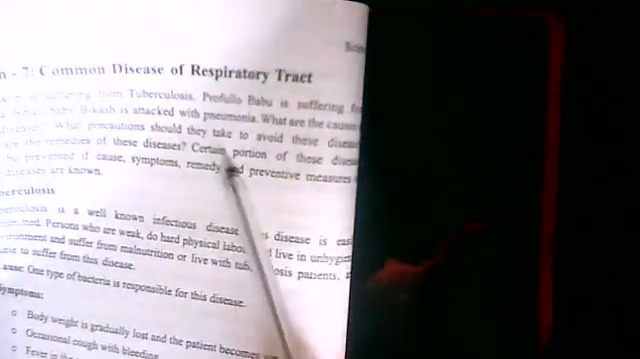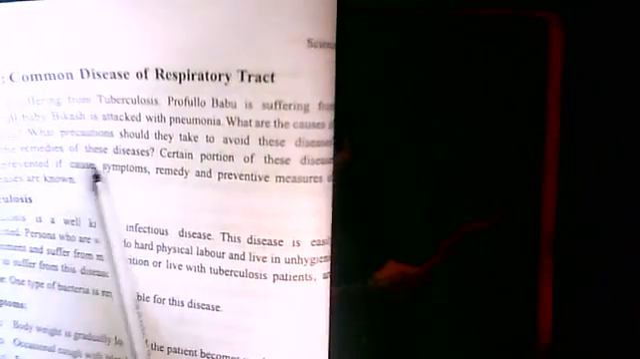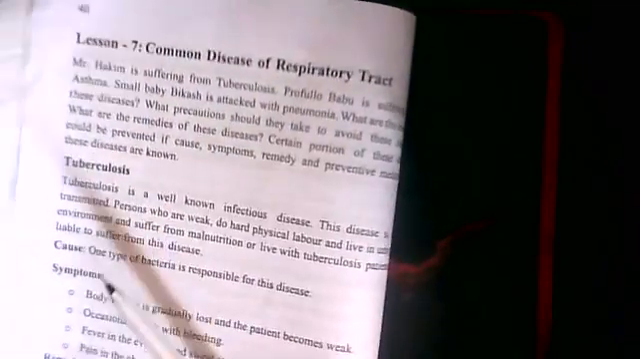What are the causes of these diseases? What precautions should they take to avoid these diseases? What are the remedies of these diseases? A certain portion of these diseases could be prevented if the cause, symptom, remedy and preventive measures of these diseases are known.